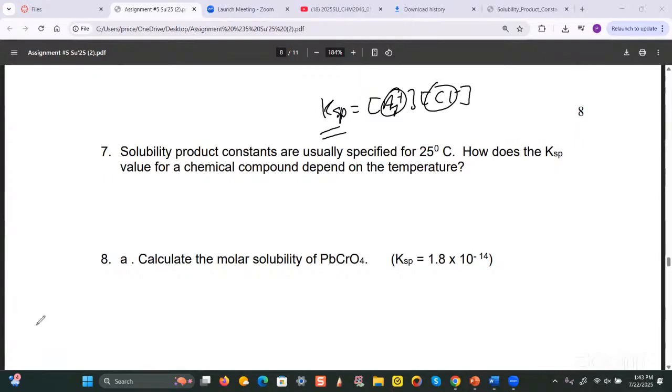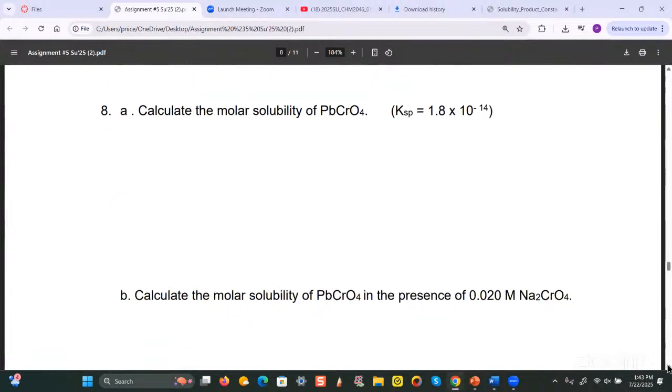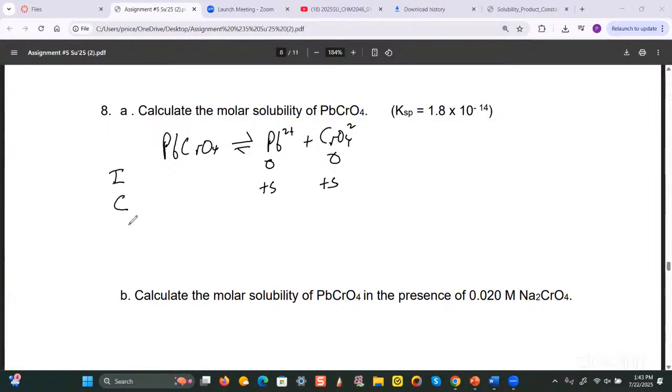Okay, the next question is asking you to calculate the molar solubility of lead(II) chromate. So scroll down. Lead(II) chromate will dissociate. PbCrO4 dissociates to form Pb2+ and CrO4 2-. Initially, we would have none of that, and the change here would be plus S, which means that at equilibrium you're going to have S and S. So Ksp is equal to S squared, which means that S is equal to the square root of Ksp. That would be the square root of 1.8 times 10 to the minus 14.